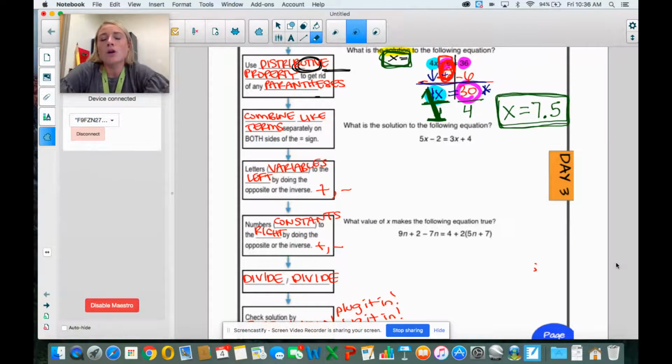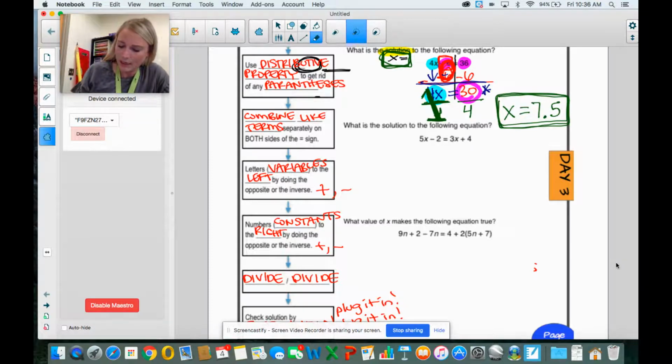All right, so we talked about checking by substitution. All that means is that I want to take my solution or my answer and plug it back into my equation and see if I get the same thing on both sides. So let's look at that. I'm going to do it right here, in orange.